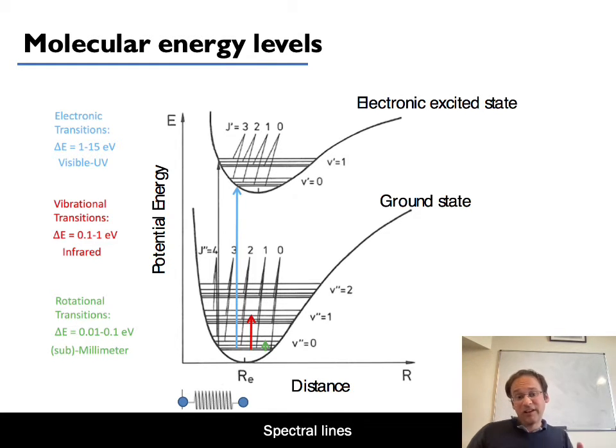So on the x-axis here, we have the separation. This is a diatomic molecule, so it's a two-atom molecule. And we have the separation here between the nuclei of the two atoms. And so we have a distance R_E, which is the equilibrium distance. As those two nuclei get close to each other, you get a repulsive force, and as they get stretched apart from each other, you get an attractive force, and there's an equilibrium position.